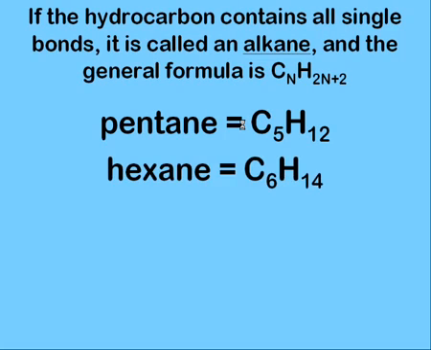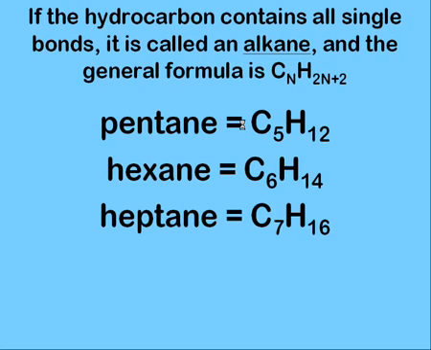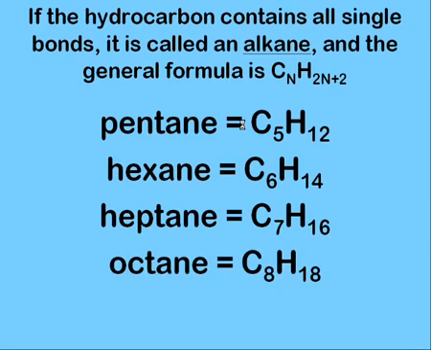6 carbons is called hexane, C6H14. 7 carbons is called heptane, C7H16. And of course, 8 carbons would be octane, C8H18. And you can go on from there. Nonane, decane, things like that.